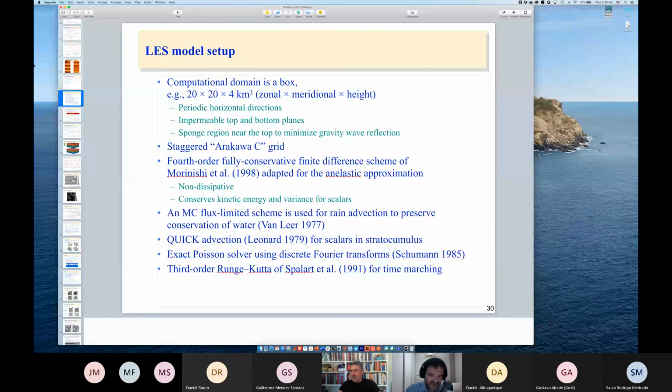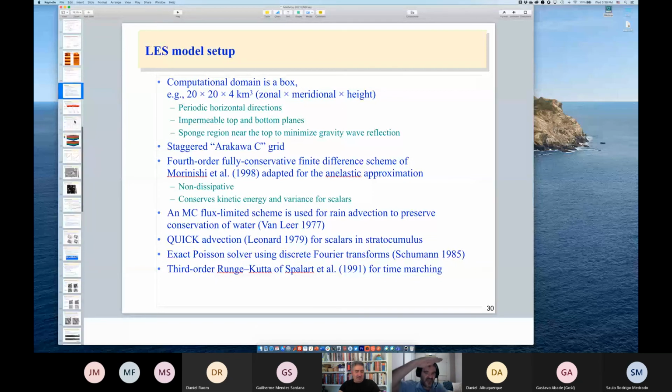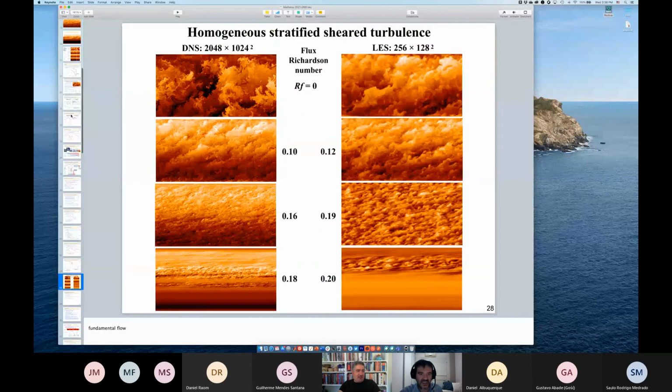I was very curious about the very first DNS that you showed. You said that you imposed the shear. Are there rigid boundaries on that simulation? On the very first ones? No, these ones. The very first ones.